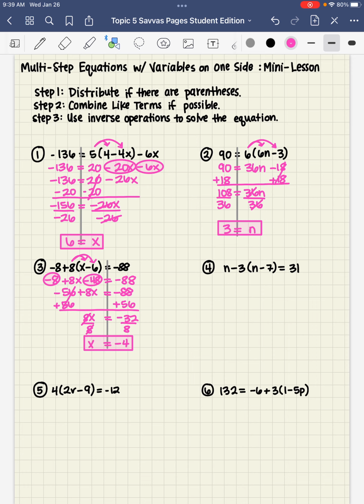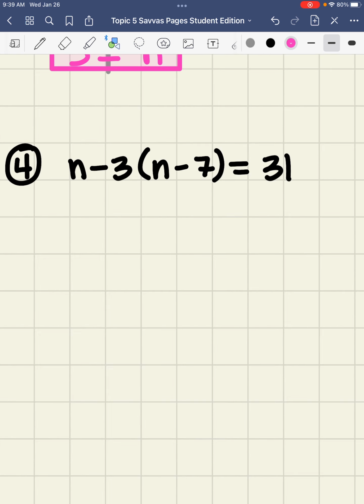Okay, moving on to number 4. Again, this is one where that shortcut does not work because not only do I have to apply the distributive property, I know because of that n, I'm going to have to combine like terms. So we're going to go ahead and draw our line down our equal sign.